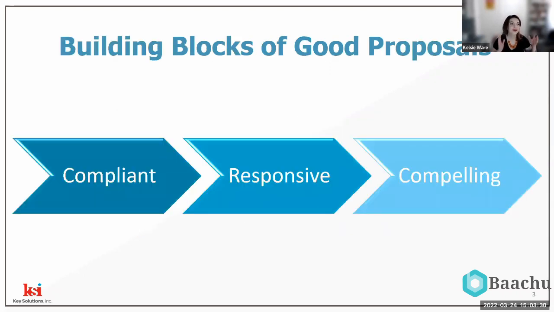So one of the best ways to do that is to think of your proposal as building blocks. The first step is always going to be compliance in any proposal, because that is what you need to be evaluated by the government. But the important part is to go beyond that compliance and build in responsive content and then weave in compelling content to that responsiveness. So by thinking of our proposals in these building block ways, we can get to higher evaluated content in our proposals.